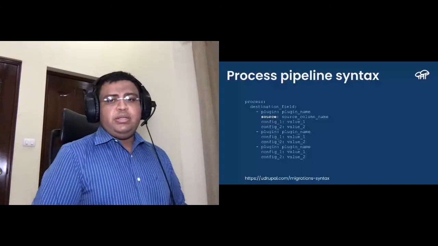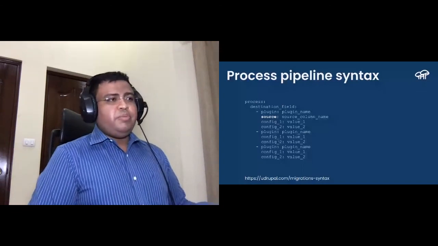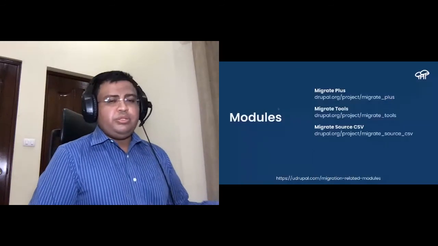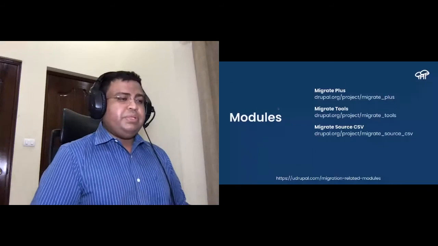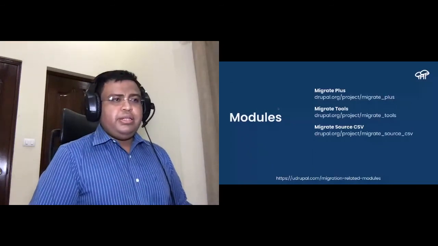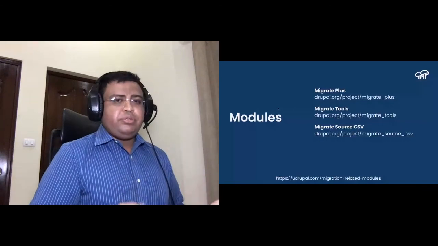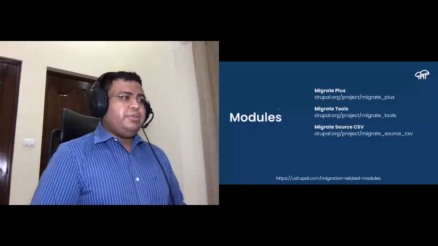These are some of the modules that were used in the example: Migrate Plus, Migrate Tools, Migrate Source CSV, to be able to read from a CSV file. And in that URL, there are 50 plus modules that provide functionality for Drupal migrations.